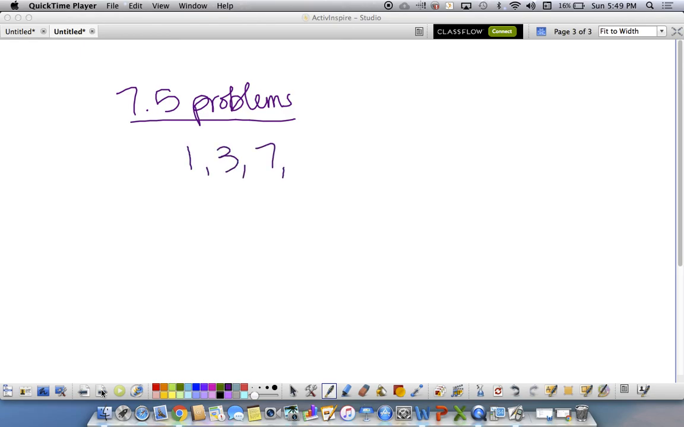And then we'll review 7.5 problems. We are going to keep it simple and just have a few. So we're going to do 1, 3, 7, 8, 15, and 16.